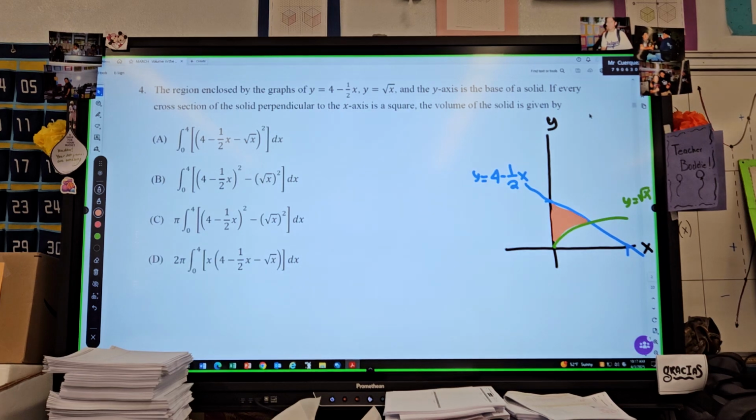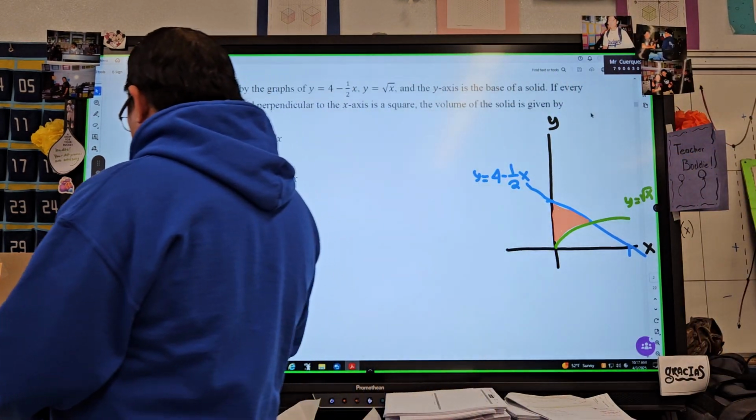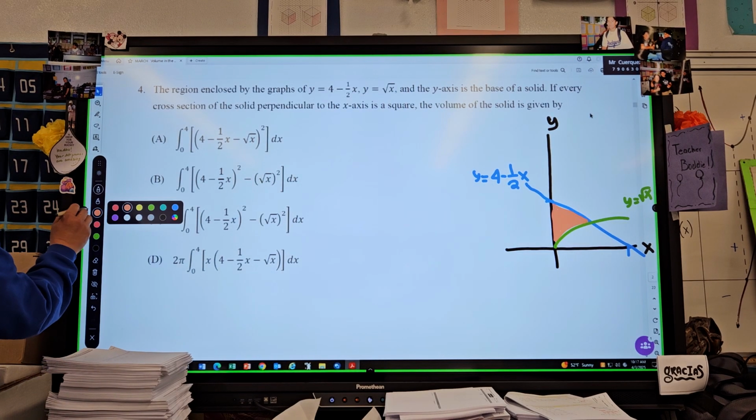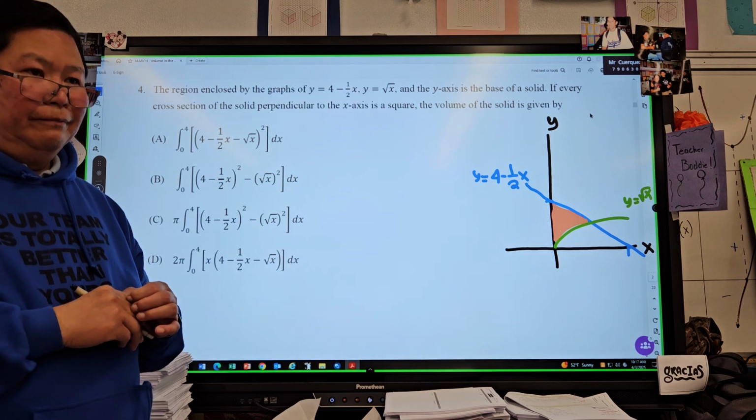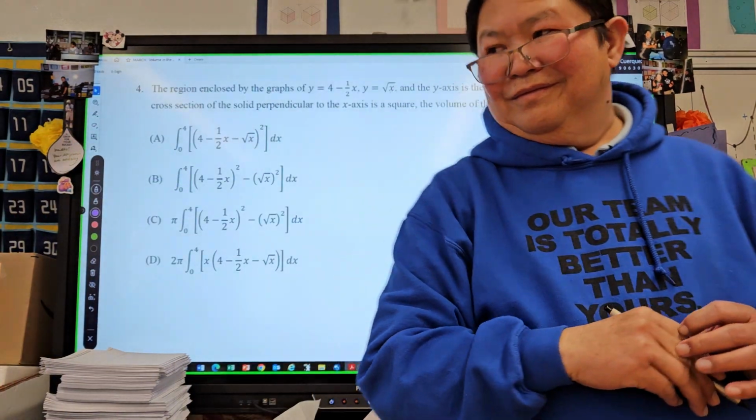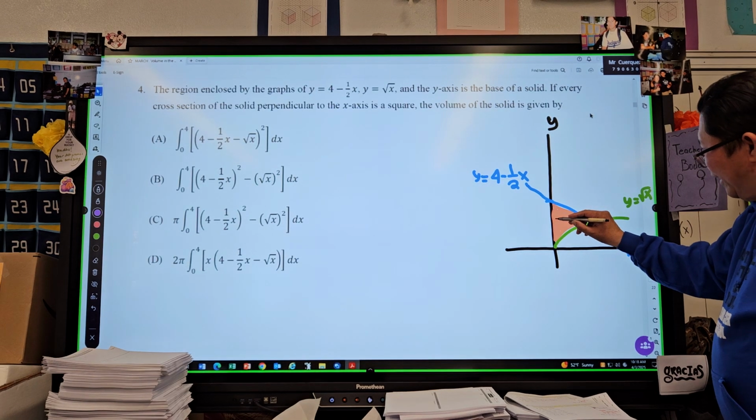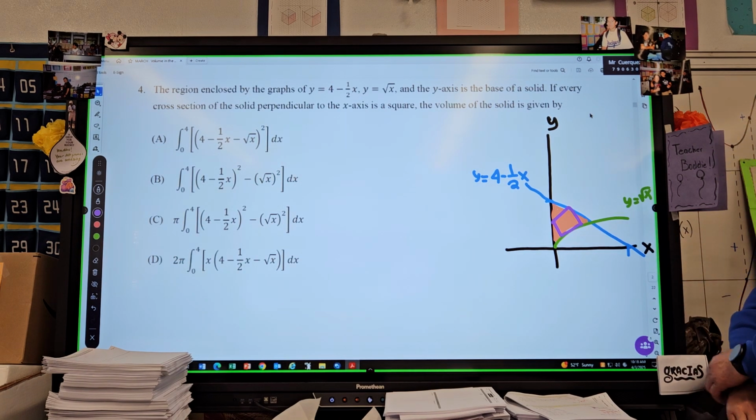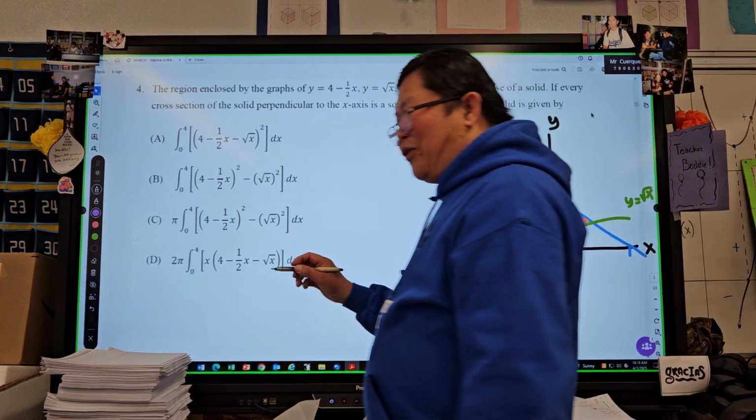Okay, that's the bounded region. But what is that? The x-axis is a square. So we need to draw a square. Can I have purple color for a square? No matter what, I can have a square like this. But it's not a perfect square. It's not regular.